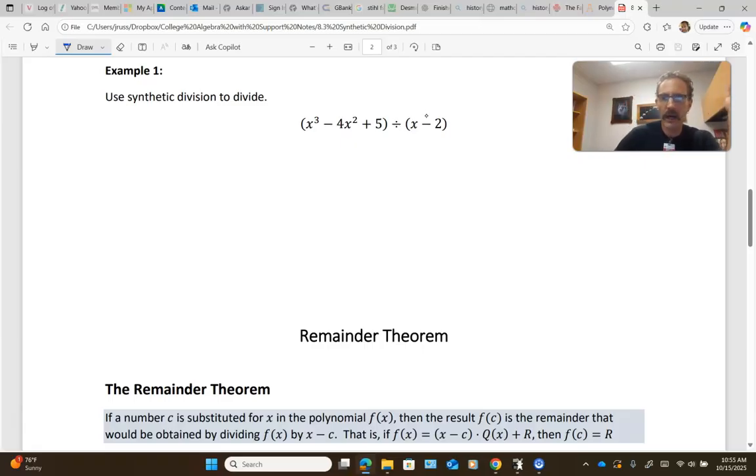All right. Well, I'm going to use the synthetic division. But I notice that my dividend is in descending order. However, it has a term missing. There's no x term. Okay. So I first rewrite it like this. And then I copy all these coefficients. So 1, -4, 0, and 5.